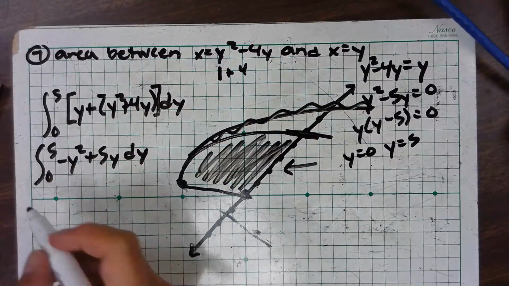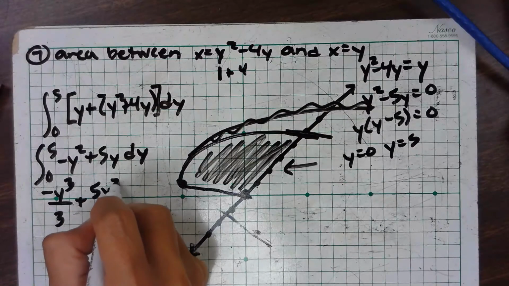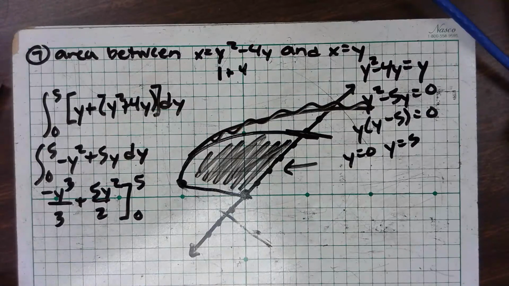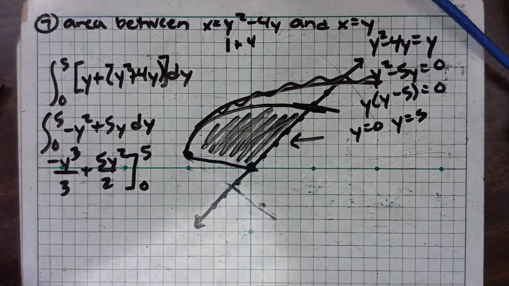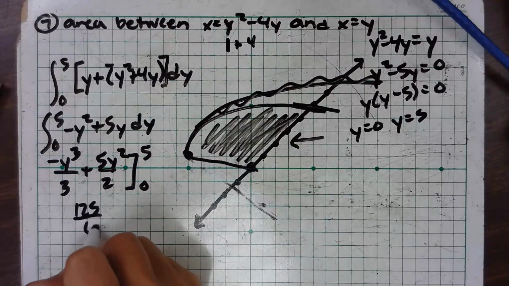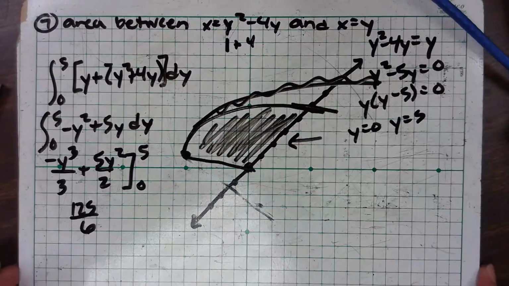All right, so if I integrate it, it's negative y cubed over 3 plus 5y squared over 2, and I'm doing it from 0 to 5. I'll let you plug that in. 0 is not going to have any effect, but 5 is. The final answer can come out to be 125 over 6, and that's when you get a common denominator.